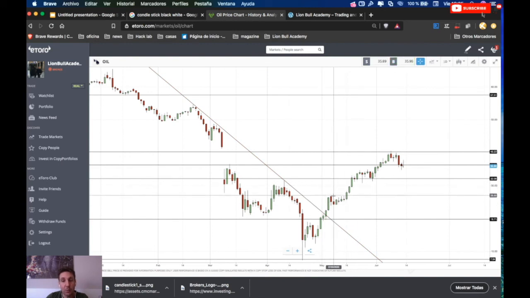So you can see it made one high, then the price pulled back a little bit, but then made a new high. Then the price pulled back a little bit, then it went again and made a new high, and then pulled back a little bit. And you can see here that the lows are also always higher than the previous lows. So this shows us an uptrend.